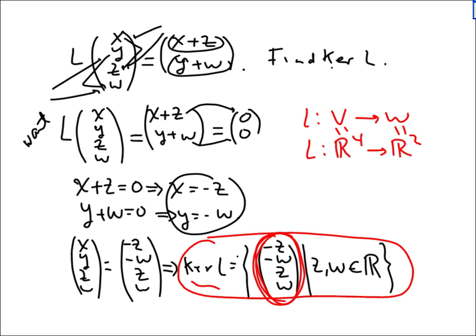The kernel is in the V set. So it's a subset of V. Remember, V is just R4. We are in R4. The kernel is in R4 with restrictions. The first and third entry have to add up to 0. The second and the fourth entry have to add up to 0. It's just a subset of R4.